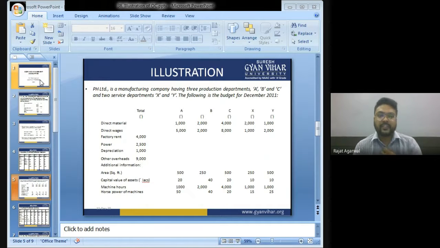So these expenses are not distributed, that is factory rent, power, depreciation, other overhead. Additional information is given to you.